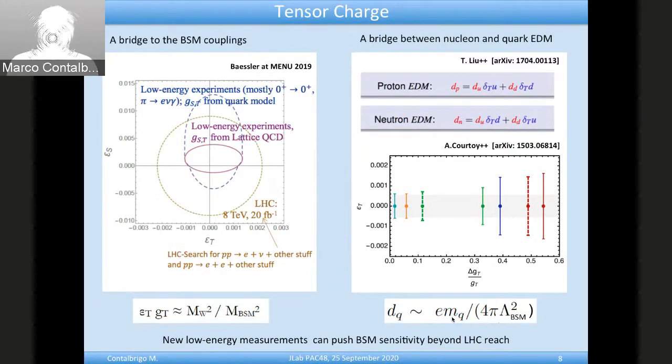Another example is the electric dipole moments, where the tensor charge connects the ones of the nucleon to the one of the quarks.